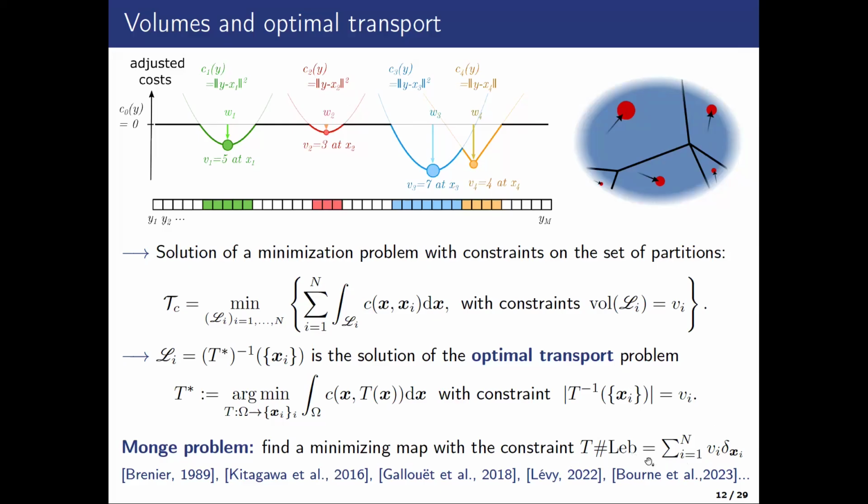And if you solve that Monge problem, so if you find a map that sends the Lebesgue measure to the discrete measure, then you can see that you construct a partition of the space, because each point of the space here in blue will be sent to some point here in red, which is the discrete point where you want yourself to be. So by doing so, then you naturally construct a partition. And the magic is somehow that the partition that you construct is exactly the solution of the minimization problem over the set of partitions.